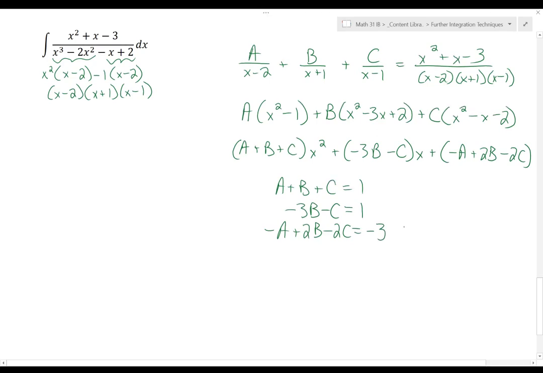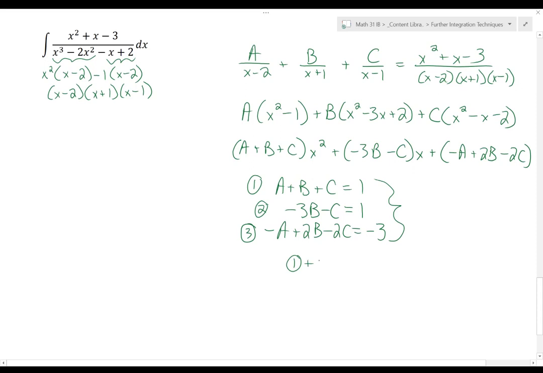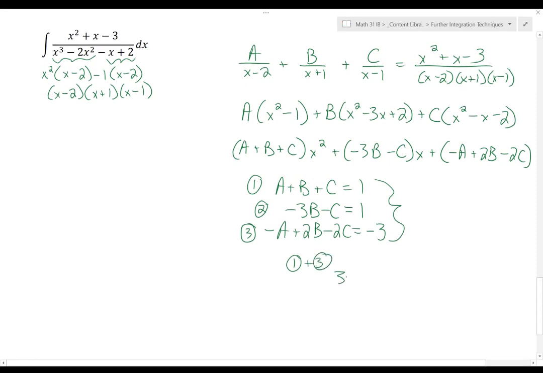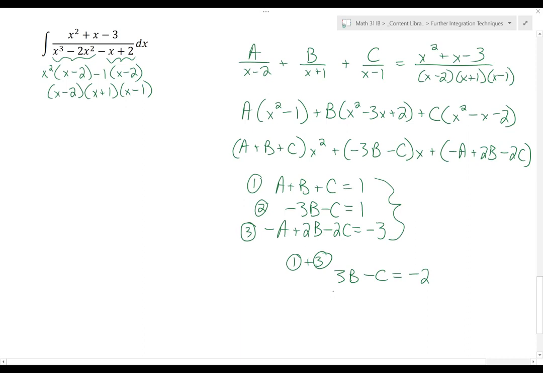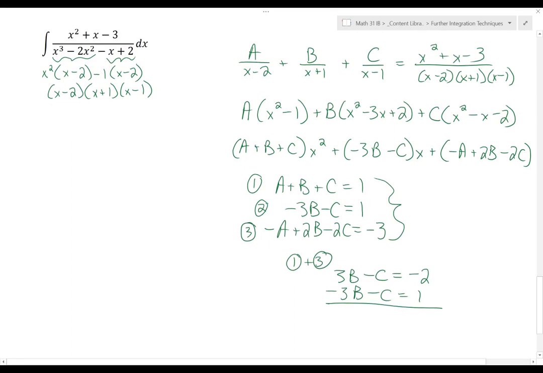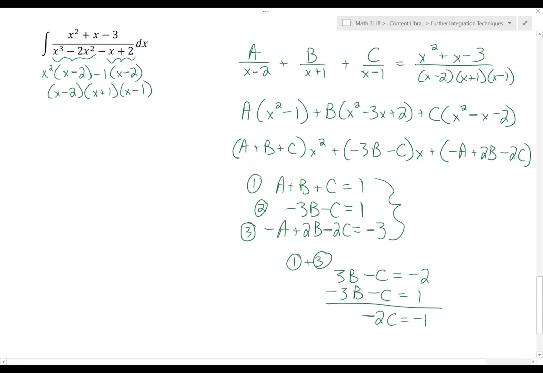So I have a system with 3 variables. Not super fun to solve, but using skills you've learned before, I'm going to add the first and the third equation together. So the a's will cancel, and I get 3b minus c equals negative 2. Combining that with the second equation, so adding those two together, the negative 3b will cancel with the 3b. I get negative 2c equals negative 1.